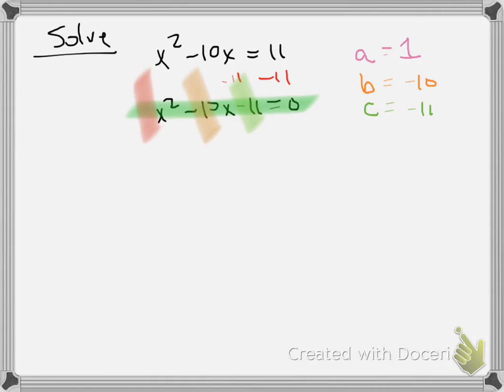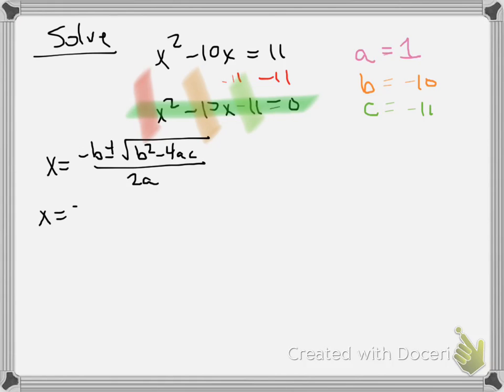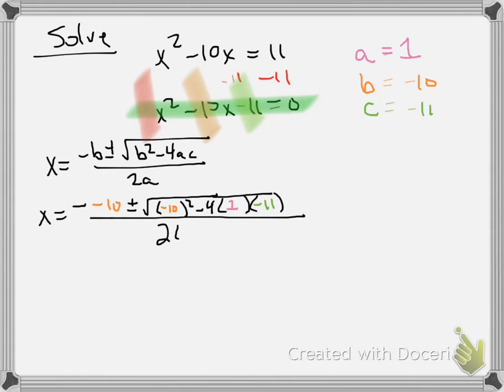Alright. A is the coefficient of the x squared, so that's a 1. B is the coefficient of the x term, the linear term, is negative 8. And C, the constant at the end, is negative 11. And now I just use my formula. So I write down my formula. Alright, and I carefully substitute.